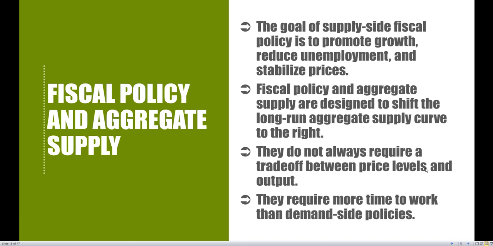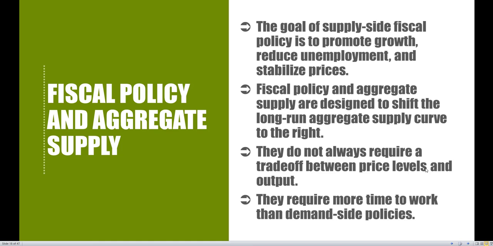We've learned that the three tools of fiscal policy, changing government spending, changing taxes, and changing transfer payments, are all going to affect our aggregate demand curve for the country. However, there are a few policies that the government can pursue that target the long-run aggregate supply curve, and that's going to lead to a different economic outcome.